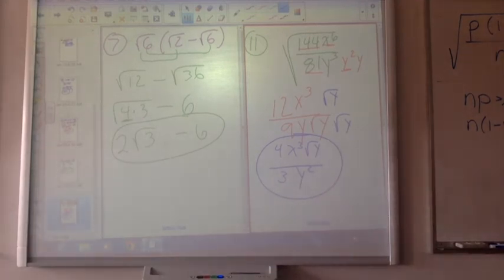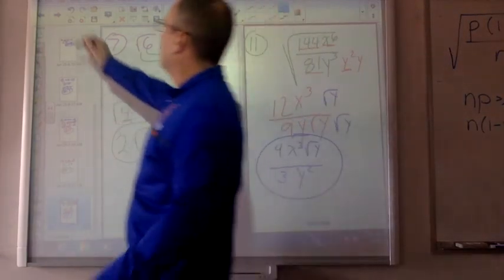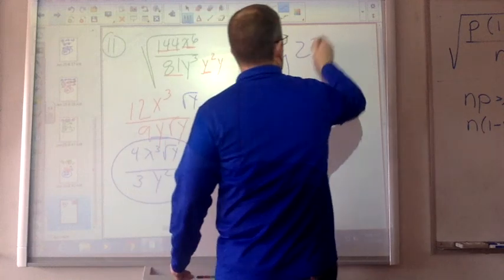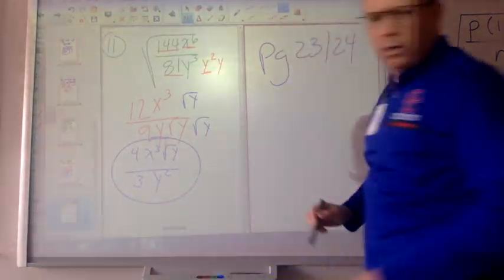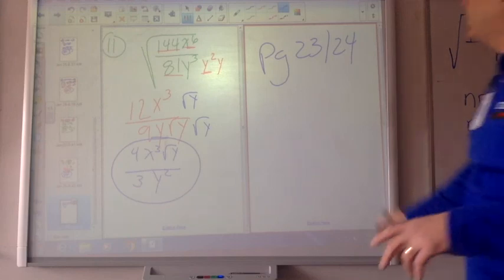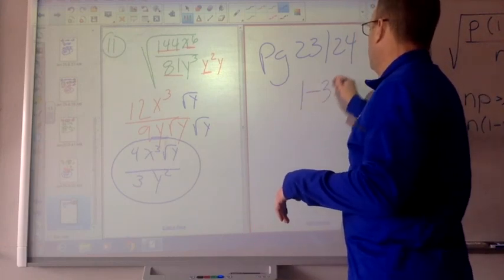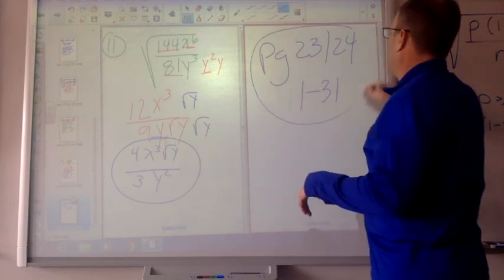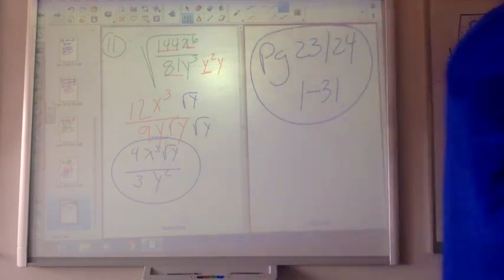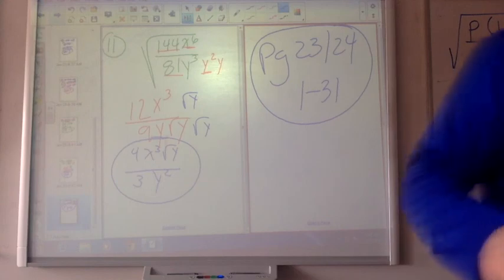So I would like you to work on page 23 and 24. You have the rest of the period to work on it. You can ask me questions. Page 23 and 24. And I would like you to do 1 through 31. Don't do the ones at the very end. But you have the remainder of the period to work on it. And I will come around and help you. Just give me a minute to put points in for you for today's homework, okay?